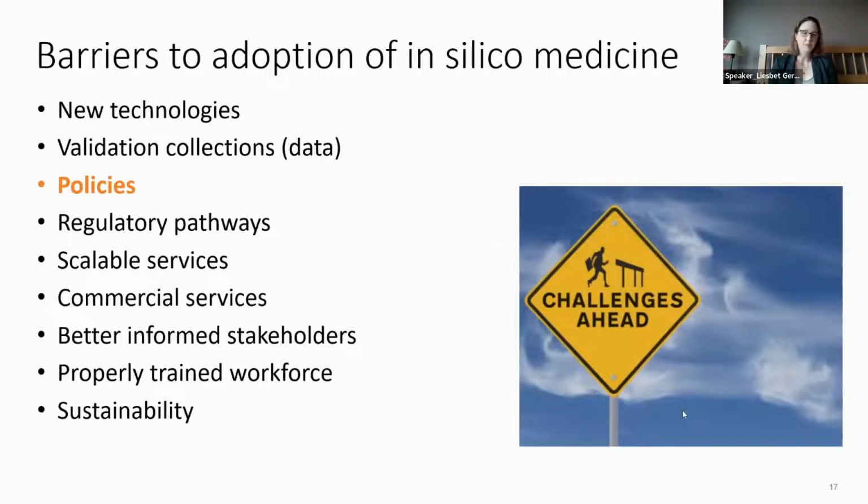Another thing that is very important in order to move any new technology forward is having the right policies in place, because you can do all you want. If the policy doesn't allow you, for instance, to use computer modeling and simulation when you go to a regulatory body, well, then they will always say, well, we don't have to do this.